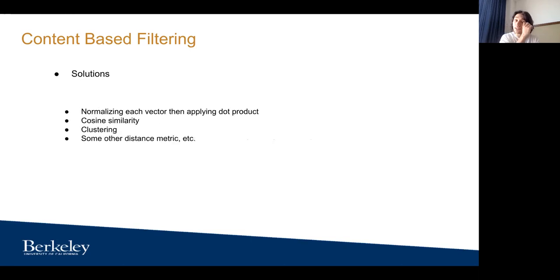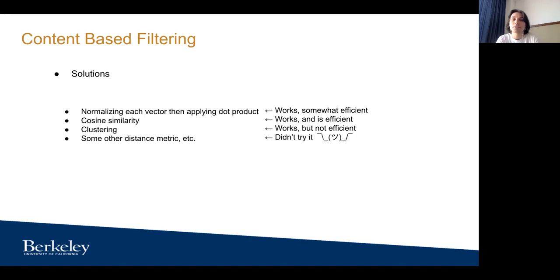So solutions: you can normalize each vector and then apply the dot product. This is what I did initially, but it was not as computationally efficient as I wanted. So here you see it works, but it's only somewhat efficient. Cosine similarity works and is super efficient and is what is often used, as I found after some more research. Clustering works, but is not efficient. And then of course you can use any other distance metric as well, like Euclidean distance or Minkowski distance, whatever you want to relate one vector to another. But I didn't try it because it's probably not very efficient at all.